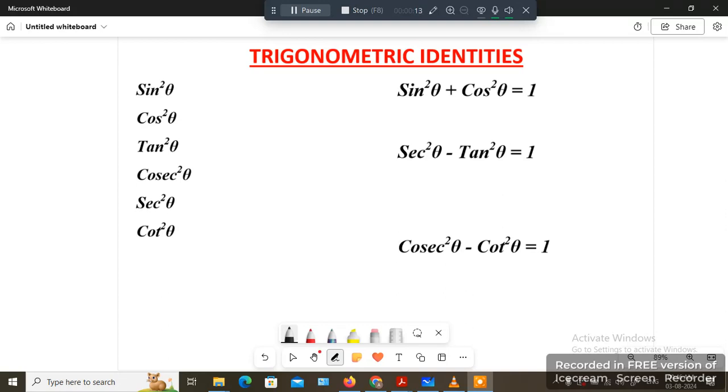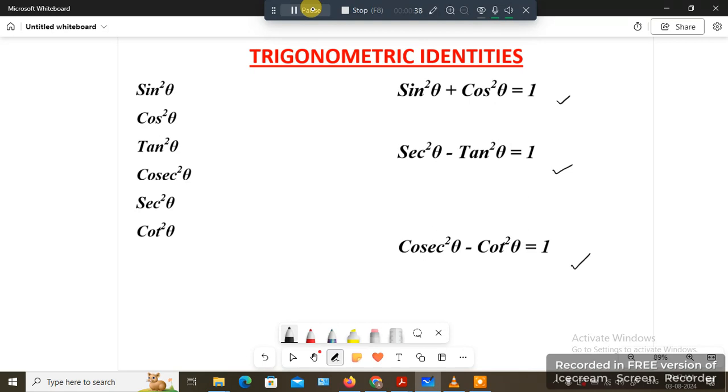We all know there are three trigonometric identities. Each trigonometric identity will have two ratios. In the first we have sine and cos, in the second we have secant and tan, and in the third we have cosecant and cot. So you can see here no ratio is repeated in other identities.